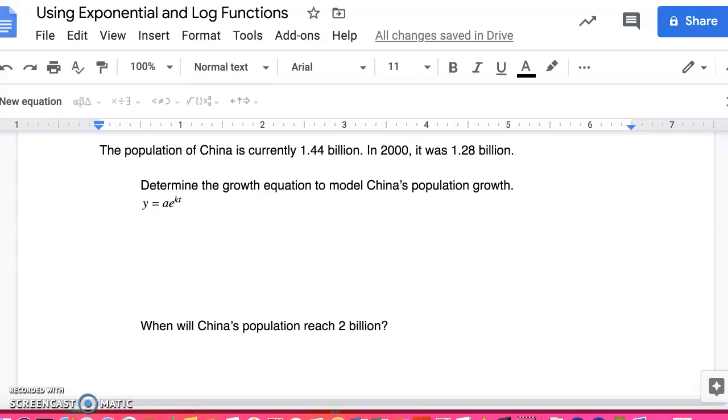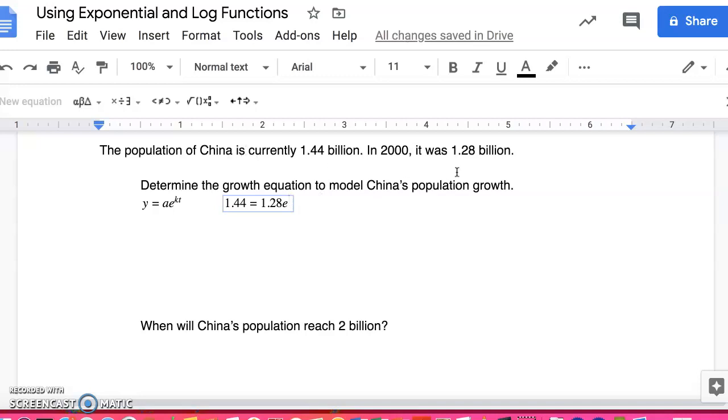Okay, in this case we know y. Y is the current value. The current population of China is 1.44. So that goes in for y. Oops, let me actually put it in an equation. 1.44, and then equals the starting value. So we're starting counting in 2000. So we'll use 1.28 billion for the starting amount. And then we got e to the kt.